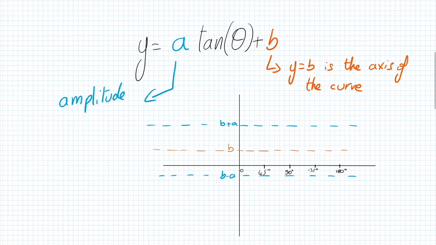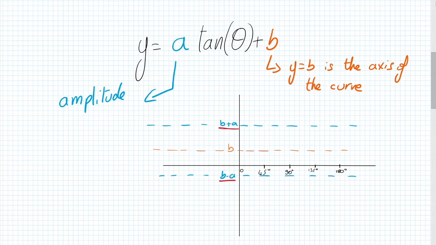When we ask you to graph a tangent, the tangent will be of the form a tangent theta plus b. Same as before, y equals b is the axis of the curve. The amplitude is what we multiply by tangent. This helps you to graph your curve, as the curve will go through the points b plus a and b minus a at certain degrees.